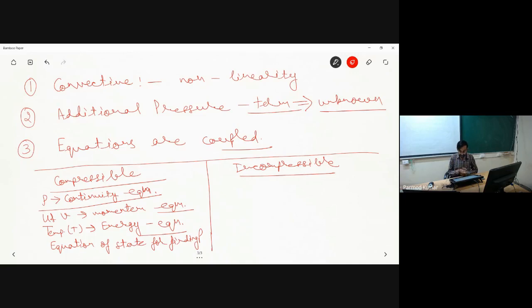Okay, if we have an incompressible flow situation, in that case what will happen? Density will actually get omitted from our continuity equation. So we can omit density, we can take it out of the derivative because it is a constant parameter.